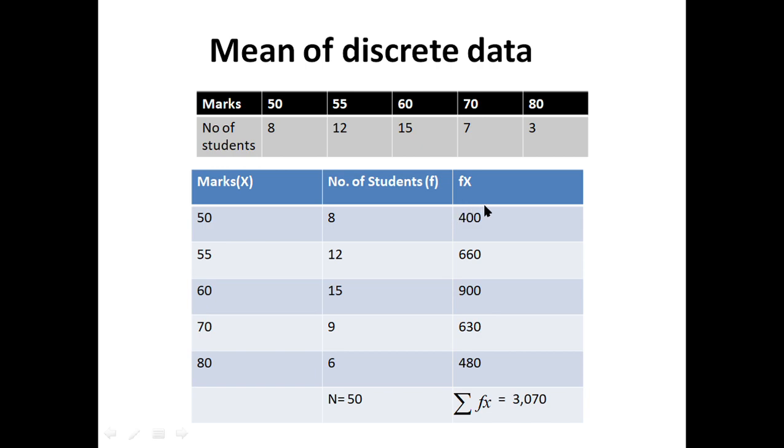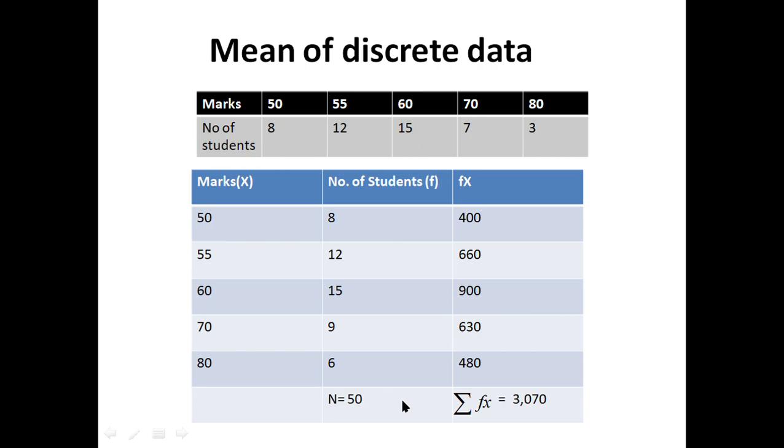And by summing up all these values, or summing up all the marks of all these students, that is denoted by summation fx, and here it has come to 3070 by adding all these things: 400, 660, 900, 630, and 480. And now the number of students, let's see, 50 marks is obtained by 8 different students, 55 is obtained by 12 different students, likewise 60 by 15. So if we add up, then the total number of students will come as 50. We have to add up all the frequencies and the total number will be obtained.